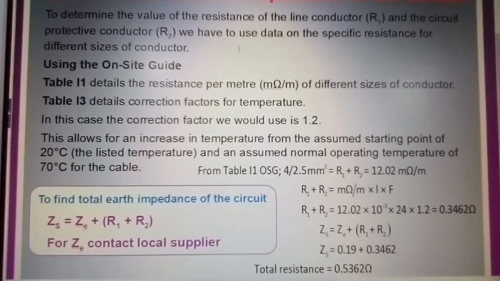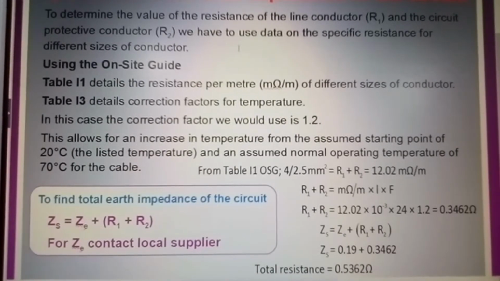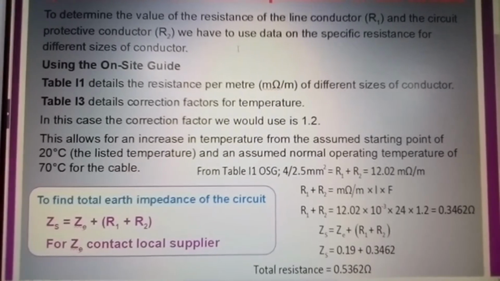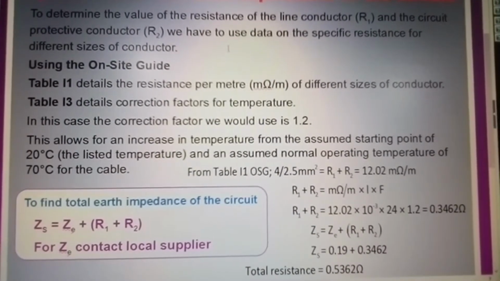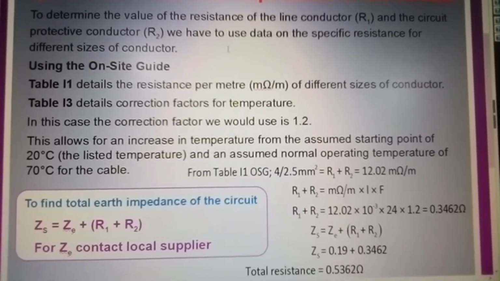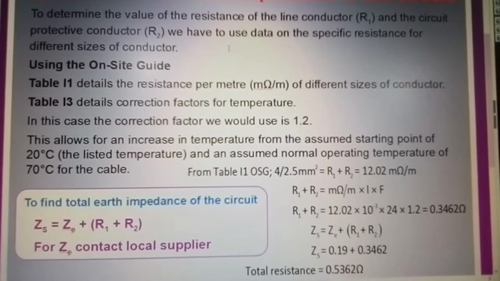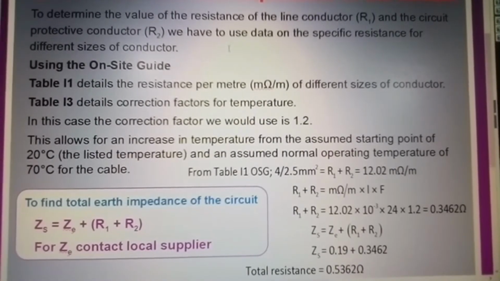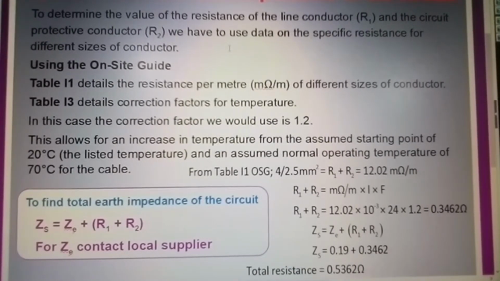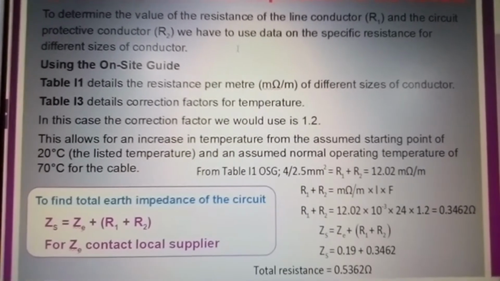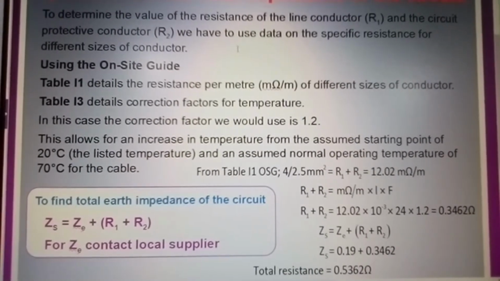To determine the value of the resistance of the line conductor R1 and the circuit protective conductor R2, we have to use data on the specific resistance for different sizes of conductor. Using the on-site guide, table I1 details the resistance per meter, ohms per meter, of different sizes of conductor. Table I3 details correction factors for temperature. In this case, the correction factor we would use is 1.2, and when you look in your on-site guide, it actually gives you this figure 1.2.